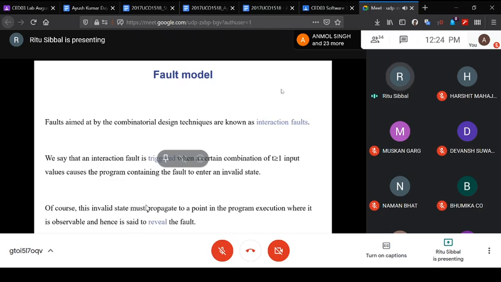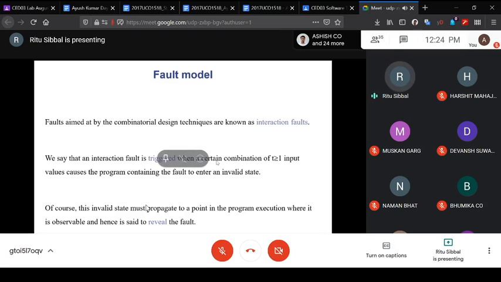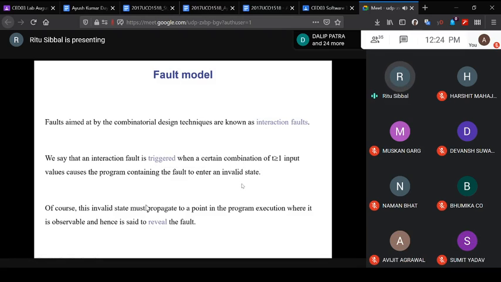So faults which are targeted by the combinatorial testing or combinatorial design techniques are those of the type of interaction faults, which are where two or more inputs are interacting. Now we say that an interaction fault is triggered when a certain combination of input values causes the program containing the fault to enter an invalid state. ठीक है ना, certain combination. आपके एक फैक्टर 10 वैल्यूज ले सकता है, दूसरा फैक्टर 20 वैल्यूज ले सकता है, लेकिन कोई ऐसा कॉम्बिनेशन होगा उस लेवल्स का या उन दो फैक्टर्स का कि जहां फॉल्ट होगी. सब में फॉल्ट नहीं होगी.